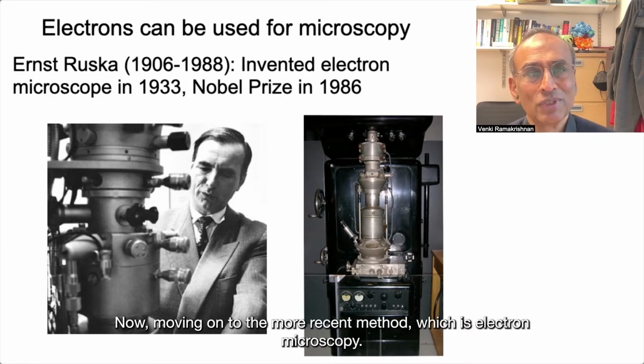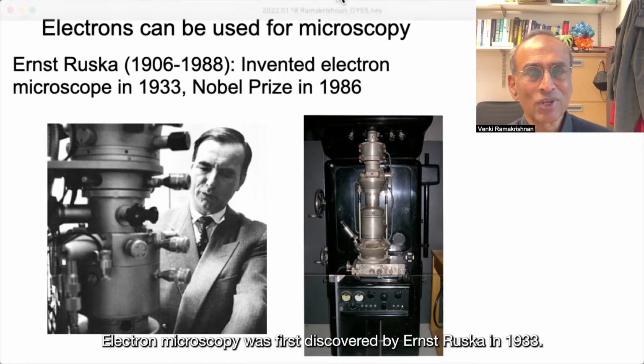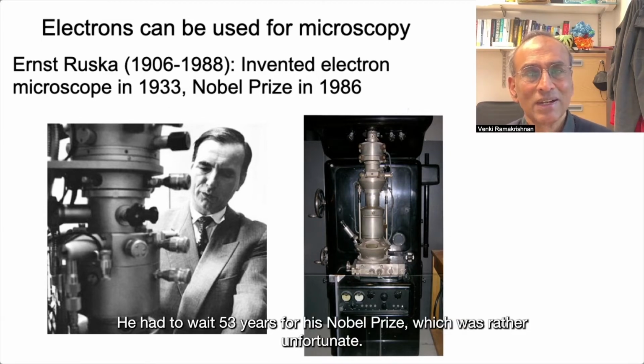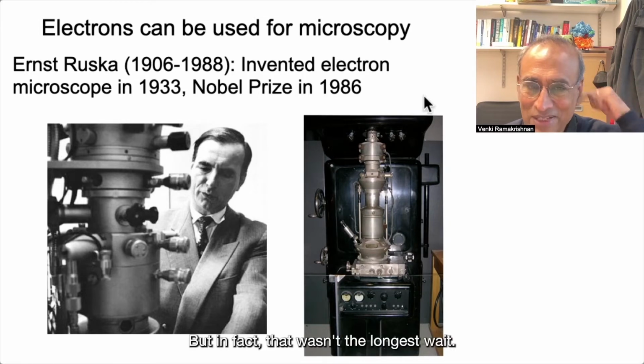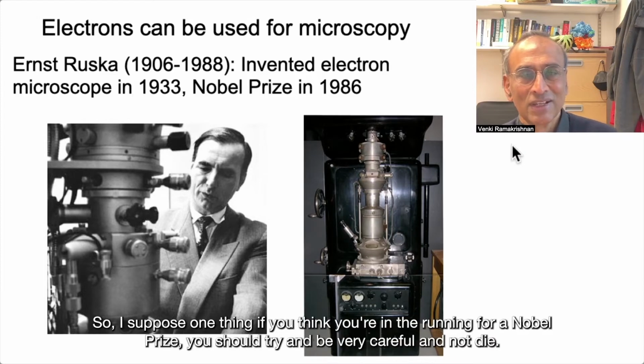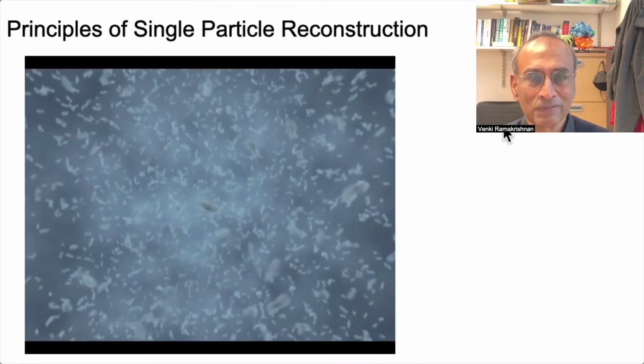Now, moving on to the more recent method, which is electron microscopy. Electron microscopy was first discovered by Ernst Ruska in 1933. He had to wait 53 years for his Nobel Prize, which was rather unfortunate. But in fact, that wasn't the longest wait. Actually, Peyton Rous, who discovered the Rous sarcoma virus, had to wait even longer for his Nobel Prize. So I suppose one thing, if you think you're in the running for a Nobel Prize, you should try and be very careful and not die.